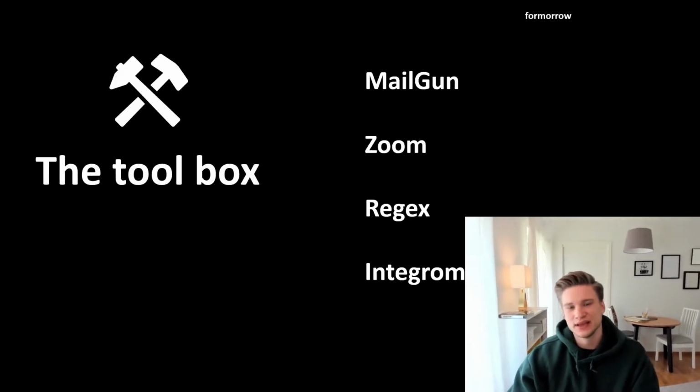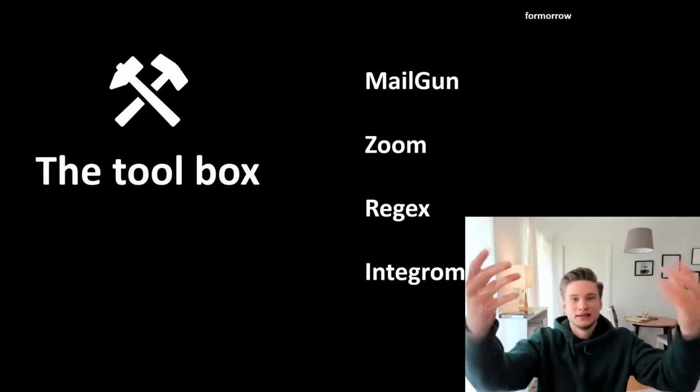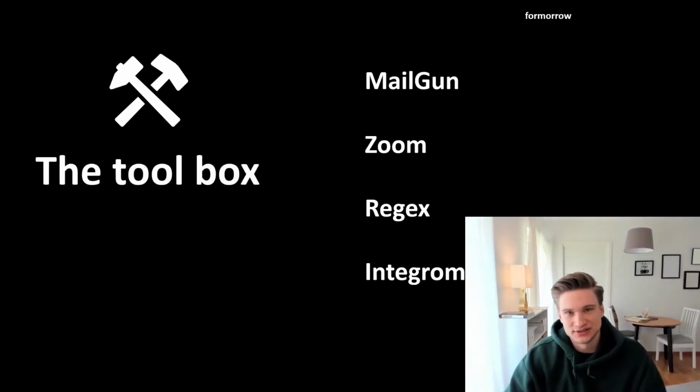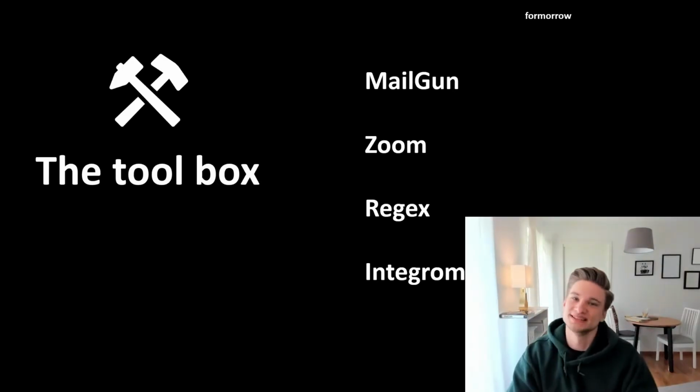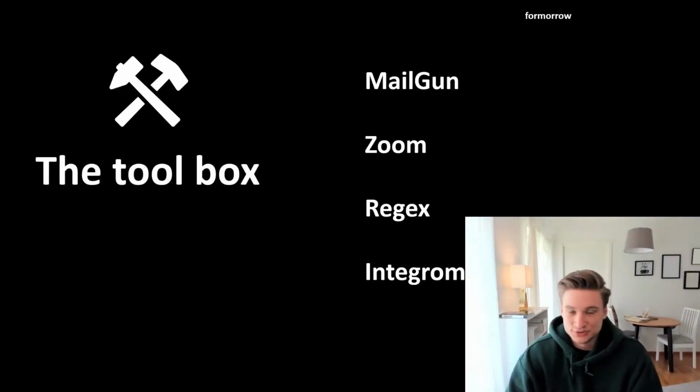The toolbox for this has been quite small, I would say. I used Mailgun to send out emails and get incoming emails. Basically I use this to give Adam, my virtual assistant, an email address. Then I use Zoom for the meetings, obviously. And then I use Integromat to actually build the whole automation.